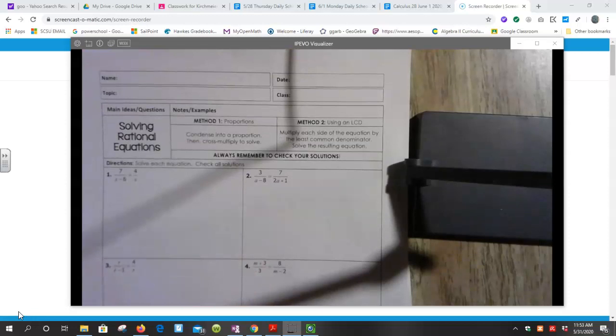It's the reason why I did this. And then in the next class we will review graphing and have our quiz next Monday the 8th. So that's why I'm doing this now. All right, here we go.